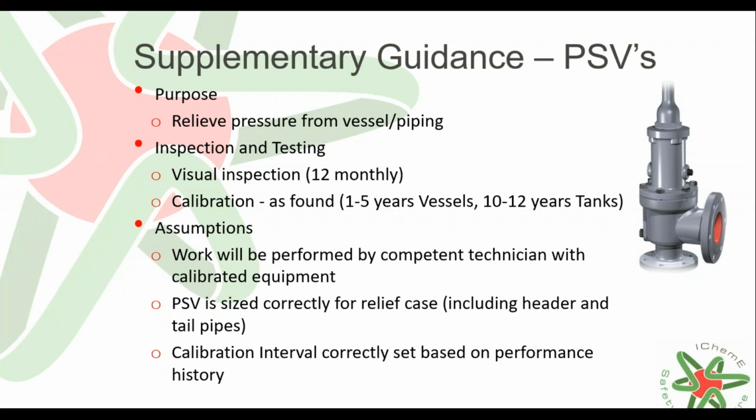So again, we've got some assumptions. This time we talk about the fact that we have to have competent people doing the calibration, so that they have the correct calibrated equipment and they know exactly how to do it. We also need the PSV sized correctly. Unfortunately, sometimes the PSV mightn't actually be sized for the case which it needs to relieve for, so that has to be checked and balanced. That includes things like headers and tailpipes. And the last assumption is that we are doing the calibration at the correct interval, because the previous performance on that as found calibration will define how frequently we need to do these tests. Next one.